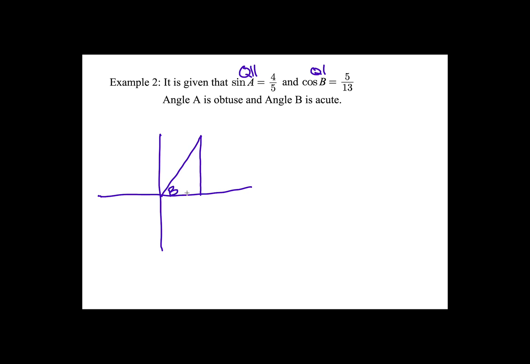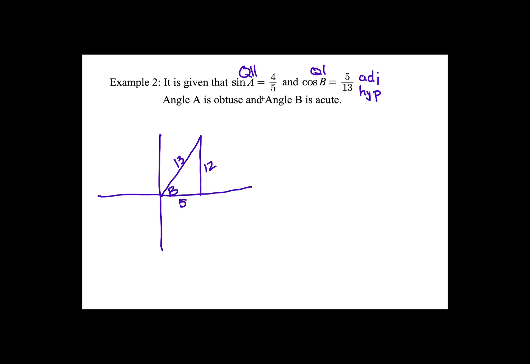So if this is angle B in quadrant 1, the adjacent side is 5 and the hypotenuse is 13. If you know your special or your Pythagorean triples, you'll know that it's a 5, 12, 13 right triangle. If you don't, you can just go ahead and use the Pythagorean theorem to find the missing side.